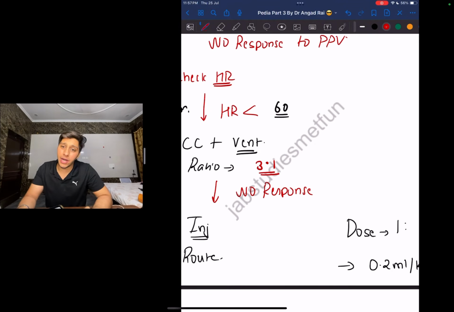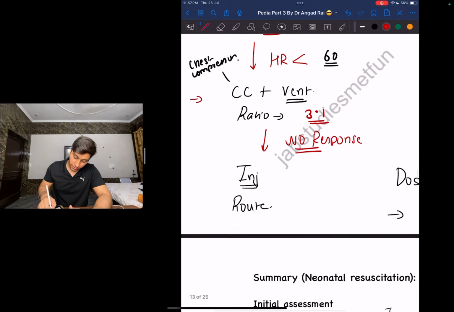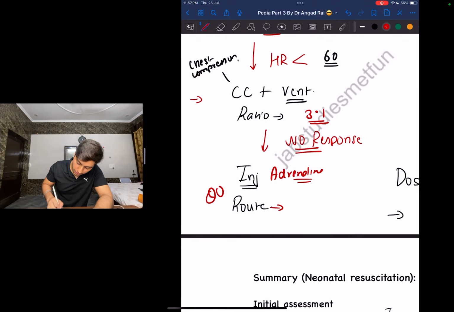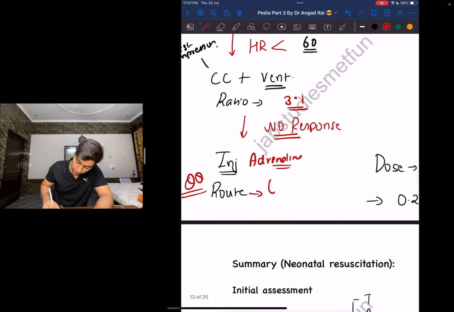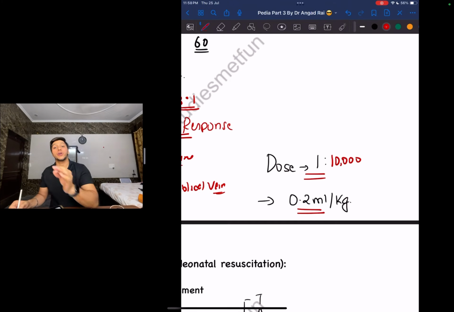Now guys, even after this, if there is no response, now comes our brother injection, that is going to be adrenaline. Guys, the route, now this is very important, many people don't know this. It is going to be via the umbilical vein. The dose is going to be 1:10,000. And how much are you going to give? 0.2 ml per kilogram of the baby.